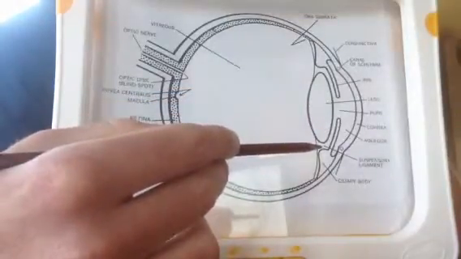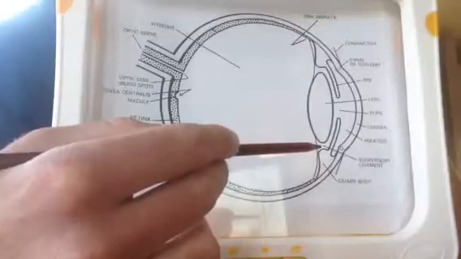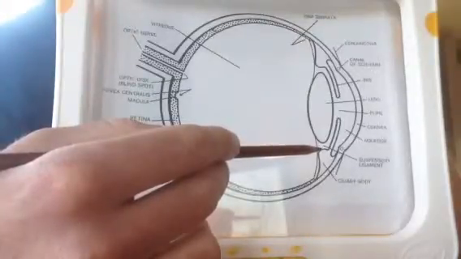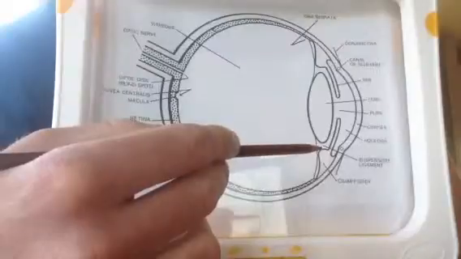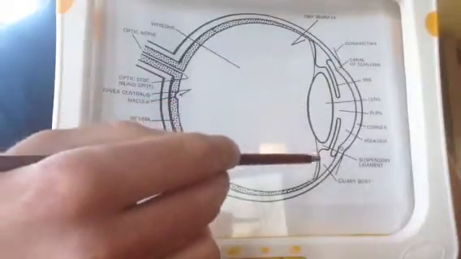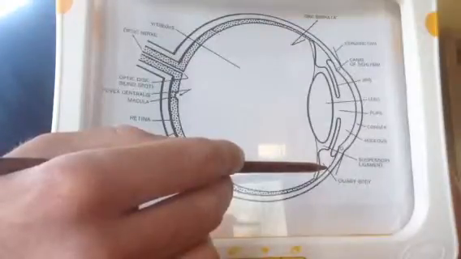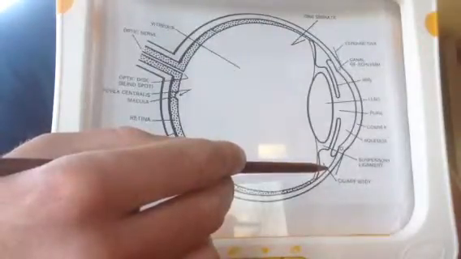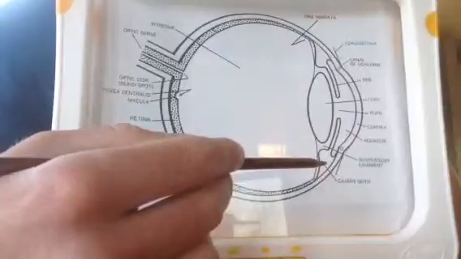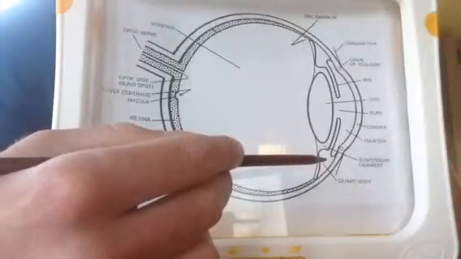Here is the suspensory ligament, which basically connects the lens to the ciliary body. The ciliary body basically changes the shape of the lens based on light needs by having its ciliary muscles pull on the lens.